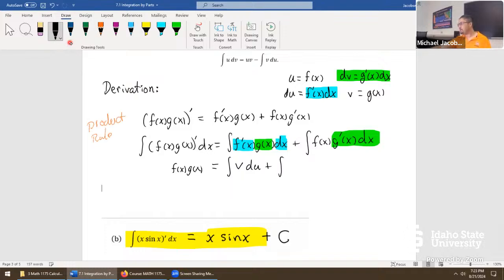By similar token, let's see what happens to this one. It starts with an f of x, that's u. g prime of x dx turns into a dv. And on the left-hand side, well, we can just relabel that uv. So here's what the formula looks like so far. f is u, g right here is v. This is set equal to the antiderivative of v du plus the antiderivative of u dv. And this is integration by parts.